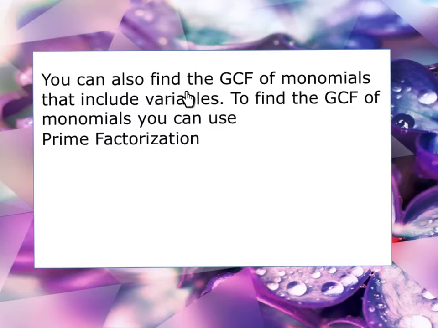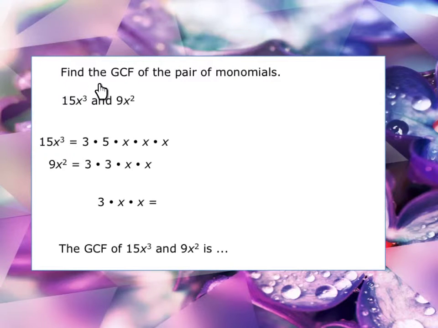You can also find the GCF of monomials that include variables. To find the GCF of monomials, you can use prime factorization. So we're going to go ahead and use prime factorization to help us get the GCF of the monomials for this video. Here's our first example. Find the GCF of the pair of monomials, and here they are. These are two monomials, 15x to the third and 9x squared. So we're going to go ahead and reduce these down.